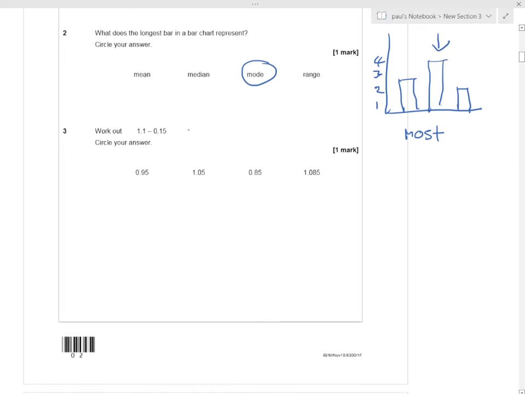This is just simple additions and subtractions with decimals. So you want to look up something to do with decimals. Add and subtract. So we've got 1.1 minus 0.15. Put a 0 in there just to make it tidy. 0, 10, so that's 5. 0, 10, that's 9. So it's 0.95.